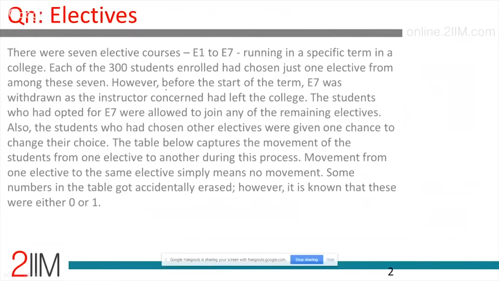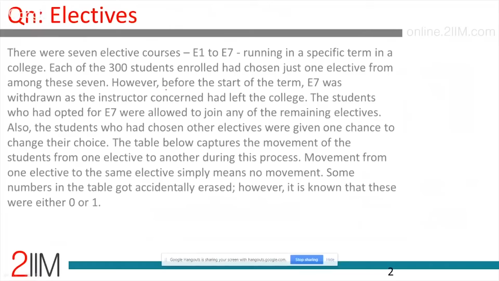Each of the 300 students enrolled had chosen just one elective from among these 7. However, before the start of the term, E7 was withdrawn as the instructor concerned had left the college. The students who had opted for E7 were allowed to join any of the remaining electives. Also, the students who had chosen other electives were given one chance to change their choice. The table below captures the movement of the students from one elective to another during this process.